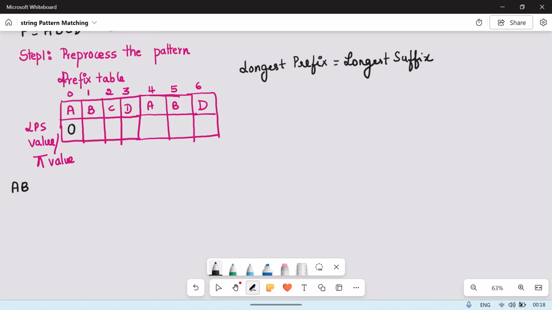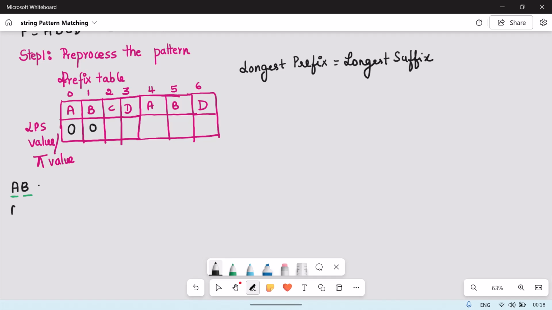See here, I only have two characters, right? So the comparison can happen between A and B only. Correct? For this, what is the prefix? A. What is the suffix I have? B. So I have to check whether A is equal to B. Is there a match? A is not equal to B, right? So here you will get the value 0. So the LPS value for AB is 0.